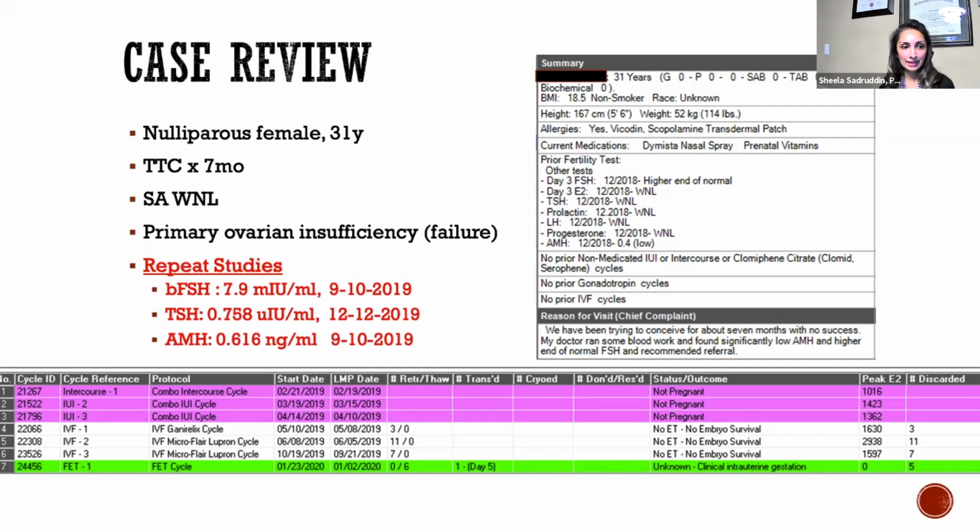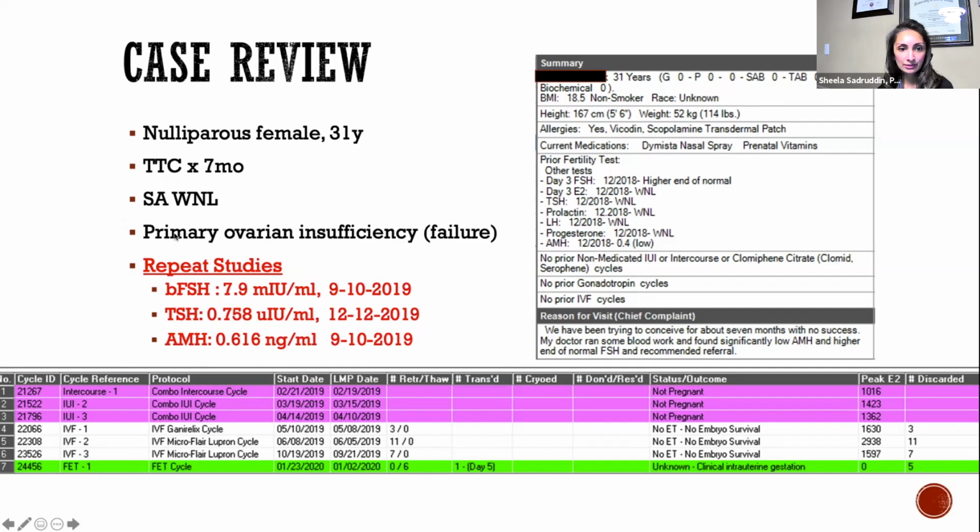This is a nulliparous female, 31 years old, that presented to us, and on the right there you see a snapshot of her diagnostic history. She's been trying to conceive for 7 months, partner's assay within normal limits, and she presents to us as a primary ovarian insufficiency or primary ovarian failure patient.